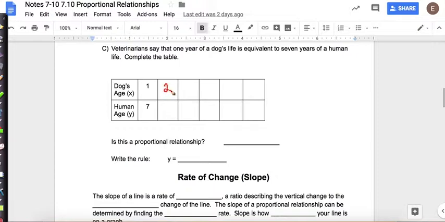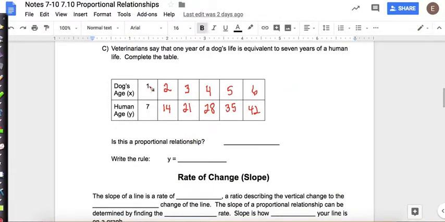When the dog is 2, they would be 14, because if one dog year is 7 years, then 2 is 14. And 3 would be 21. And 4 would be 28. 5 would be 35. And 6 would be 42. And you can see all kinds of patterns going on here. Okay? The X's are going up by 1 and the Y's are going up by 7, because one dog year represents 7 human years.